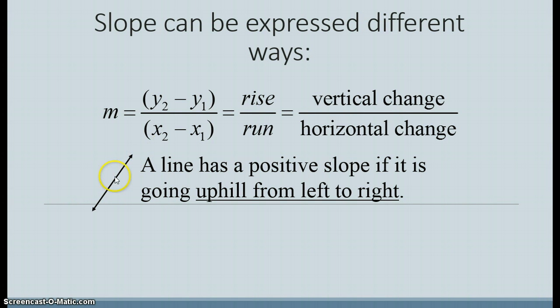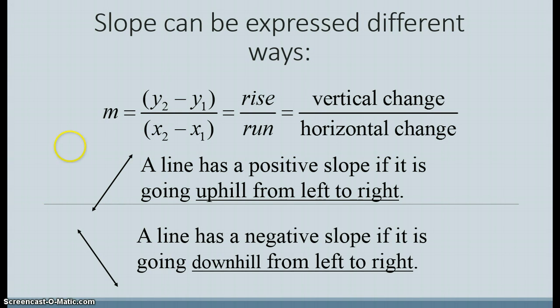So this one is a line that has a positive slope, if it is going uphill from left to right. That means that if you're climbing, for example, a mountain. And in this case, this would be a negative slope, if it is going downhill from left to right. So this means that I'm going downhill instead of climbing that mountain in the same example.